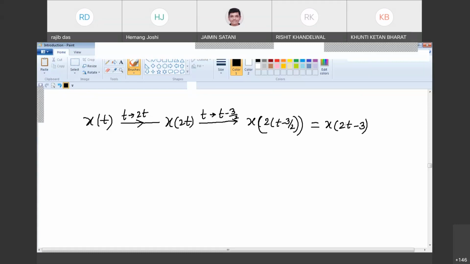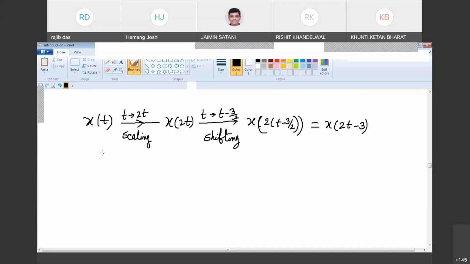So to obtain x of 2t minus 3, I can have one operation first: t should be replaced by 2t. It is nothing but scaling. So I am doing scaling first and then shifting. Scaling by 2 means compressed by 2, and then that compressed signal is shifted to the right by 3 by 2 units. Is it okay? Yes, sir.